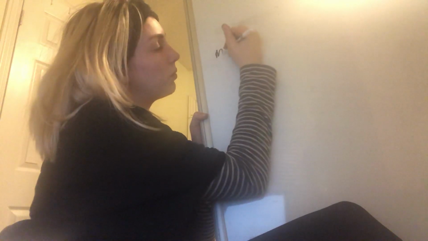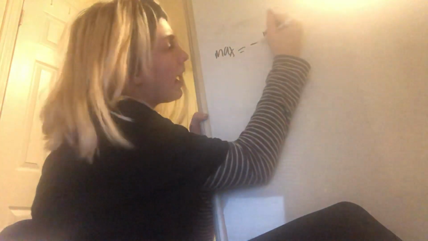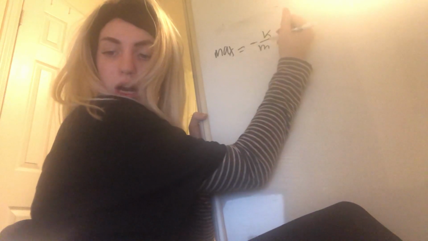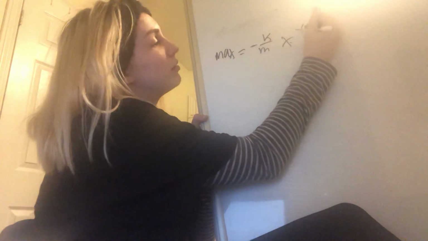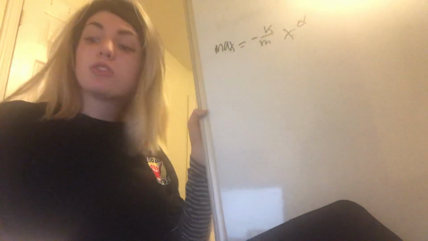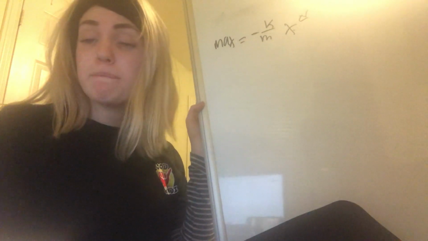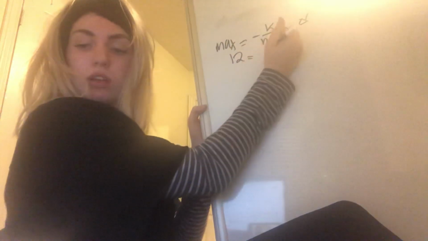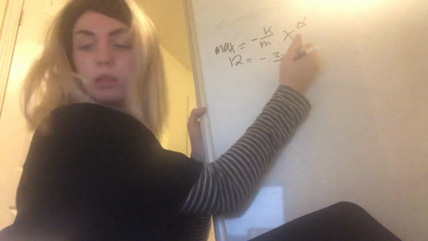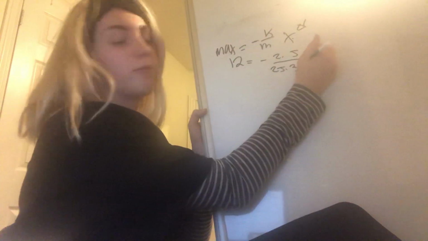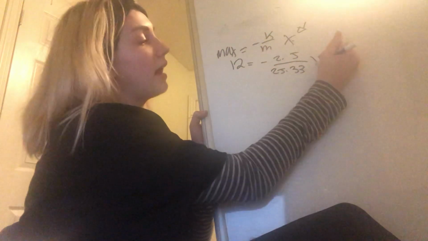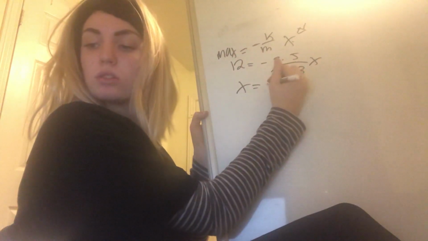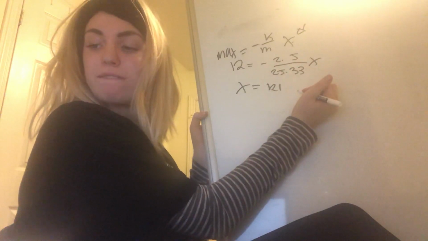So in part B, I will be using the equation that the max acceleration will equal negative K over M times X. And we're going to be looking for X. And so from the graph that I showed you, we know that the max is 12. So I get 12 equals negative 2.5 over the mass from part A, 25.33, times X, and then I just solve for X, and I get that X equals 121.58.